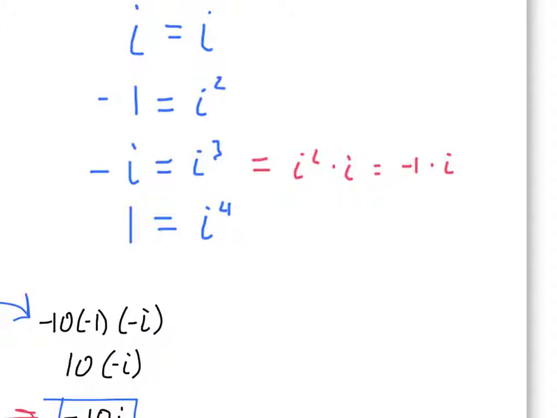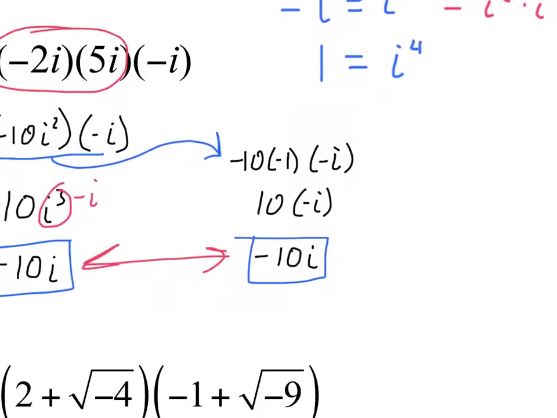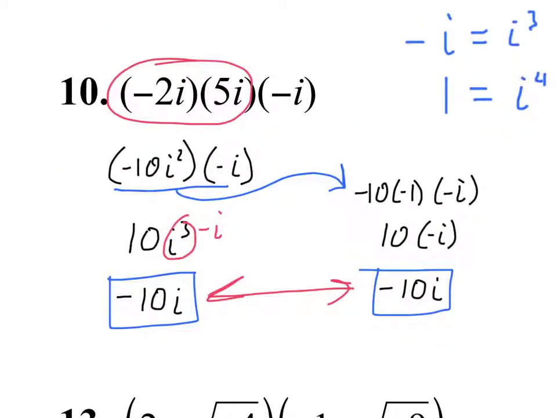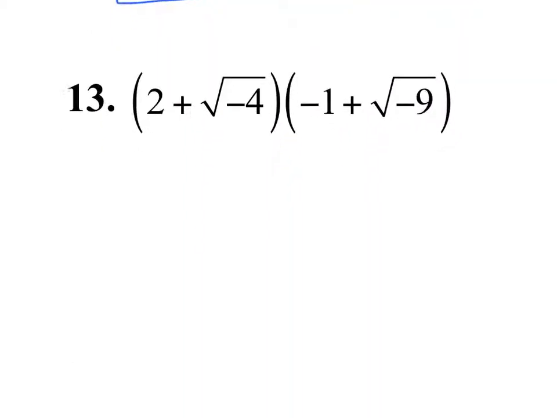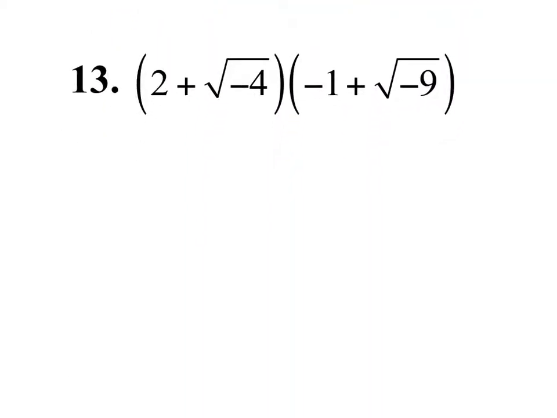Any other questions on number 10 or on the rule of i's? No? Then we've got one more. We want to do number 13. So taking a look at number 13, what's the first thing we're going to need to do? We've got to reduce our radicals, okay?